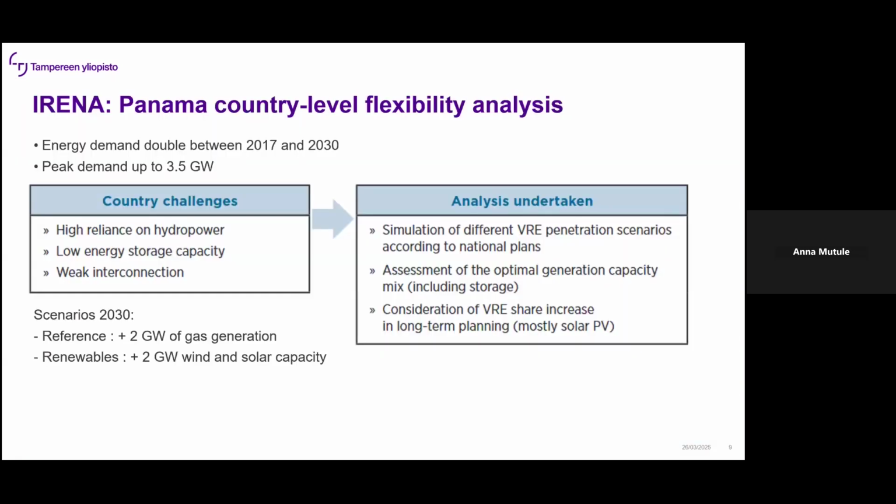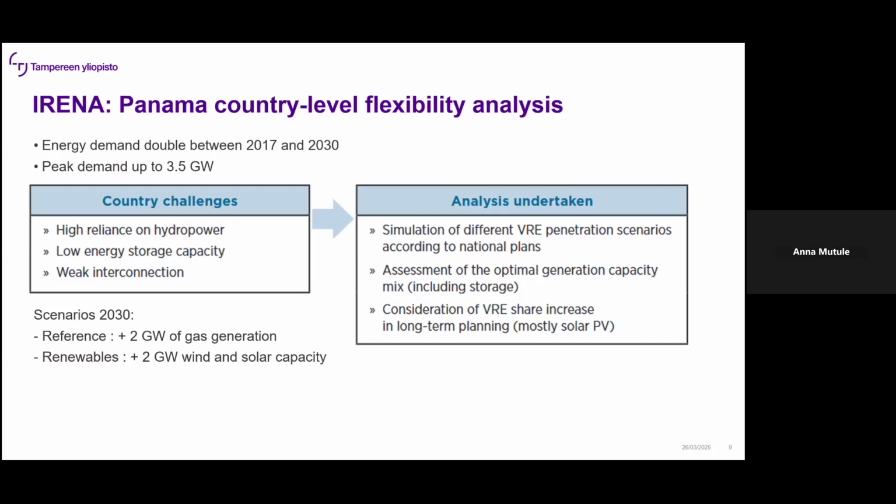Between 2017 and 2030, Panama's total electricity demand is expected to more than double, with peak demand reaching up to 3.5 gigawatts. However, the system faces several challenges, such as heavy reliance on hydropower, limited energy storage capacity, and also weak interconnections with neighboring countries in transmission grids.